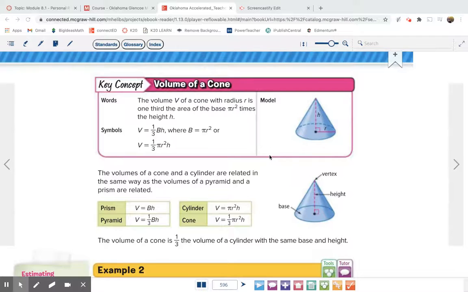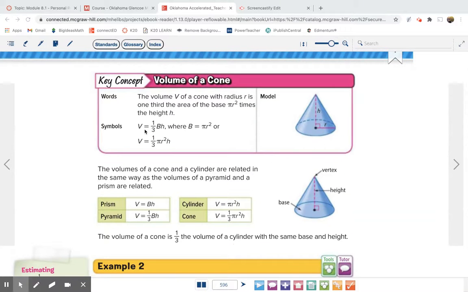Next, we're going to look at a cone. So for the volume of a cone, we have still V equals 1/3 big B times H. Big B means area of the base. The base of a cone is a circle. Area of a circle is pi r squared. So it's going to be 1/3 times pi r squared times H, or height of the cone. This is the formula for that.